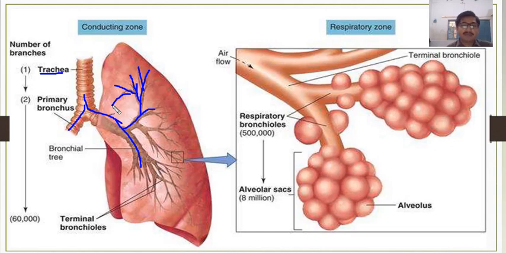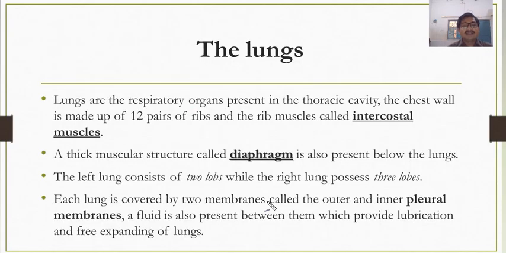One property of a respiratory surface is that it has a large surface area in relation to its volume. As you see, the trachea is 1, the bronchi are 2, and the bronchi are further divided into 60,000 branches, the respiratory bronchioles are about 5 lakhs, and the alveoli are 8 million. It means there is a large surface area for the exchange of gases. Lungs are the primary respiratory organs. They are present in our thoracic cavity and supported by the ribs.